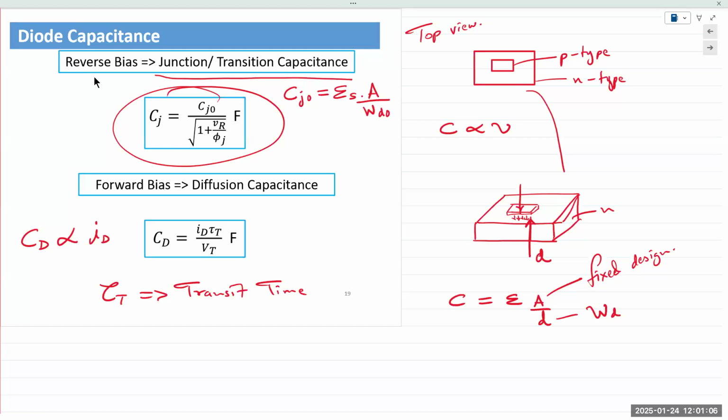Transit time is the constant of proportionality that relates the diffusion capacitance and the diode current. It basically is a measure of how the charges move or transit in the material. So charges are stored on either side. When you apply forward bias, charges are moving, and the transit time describes that movement.